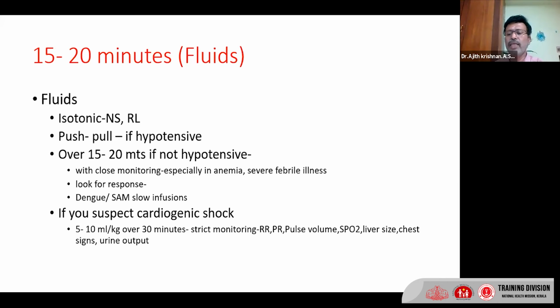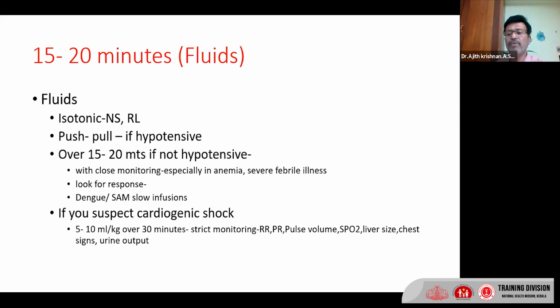And push-pull technique if the child is hypotensive. See, if the BP is low, less than the fifth centile, the child is in hypotension, and you have to definitely give the fluid, that is 20 ml per kg, by a push-pull technique. And if the child is not hypotensive, definitely you can take time, 15 to 20 minutes. There is no urgency in giving fast in a child who is not hypotensive. That is in a compensated shock, there will not be any hypotension, and you can give the fluid slowly.